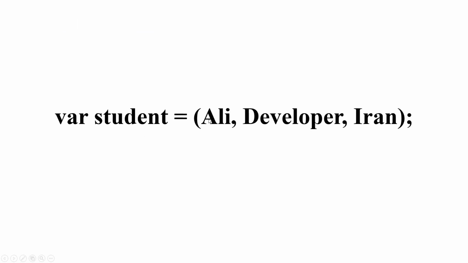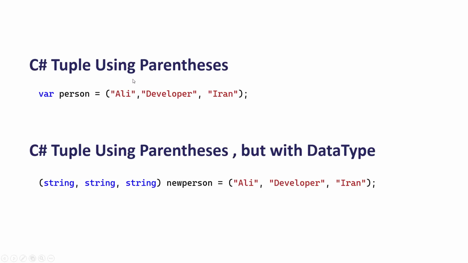A student needs to have 3 parts. Name, job, for example, or something like that. Country. So it would be an object consisting of 3 parts. Very easy. Okay. How can we create a tuple?